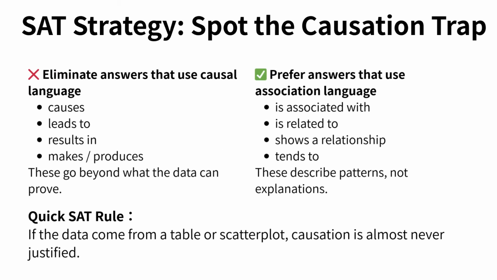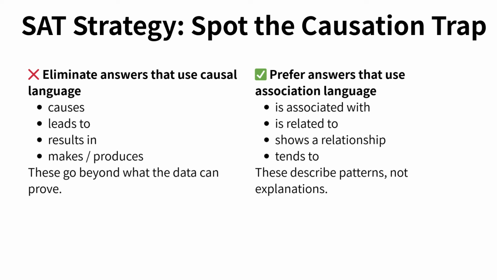Here's a powerful SAT strategy you should lock in. First, eliminate answers that use causal language. Words like causes, leads to, results in, or makes are red flags. They go beyond what the data can actually prove. If the information comes from a table or a scatterplot, the SAT is almost never asking you to prove cause and effect. Instead, prefer answers that use association language.